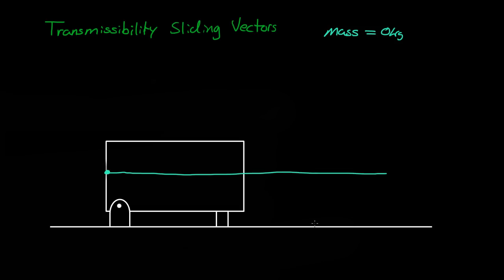And out here we have a guy pulling on it. So this guy is pulling on it with a force of 20 newtons, pulling it that way. So the object feels that there is a force of 20 newtons being pulled right there.